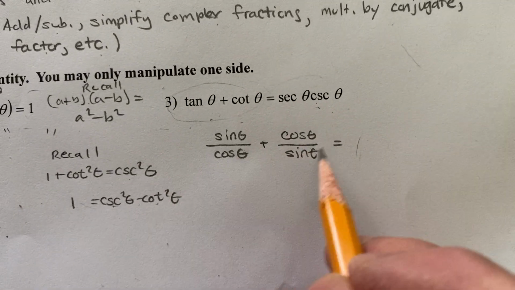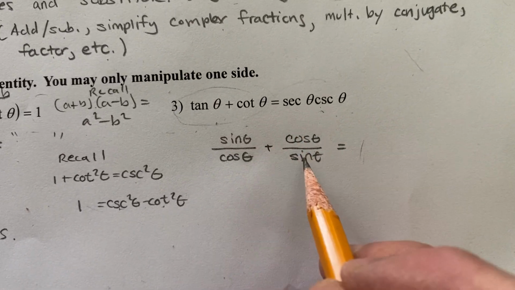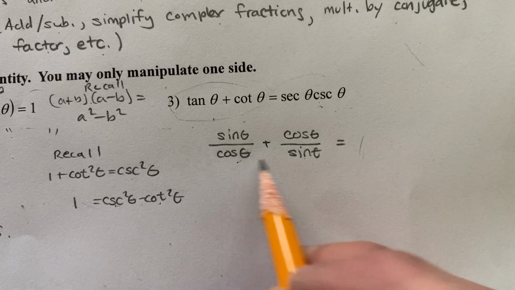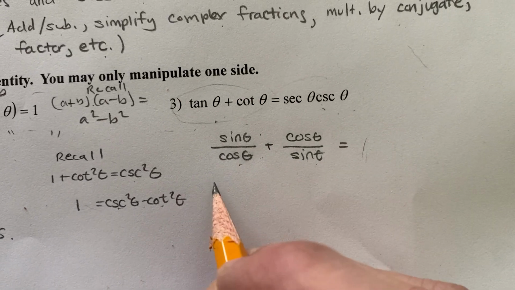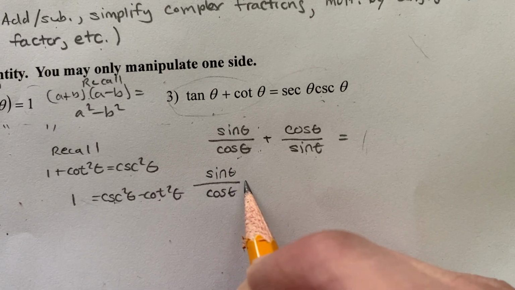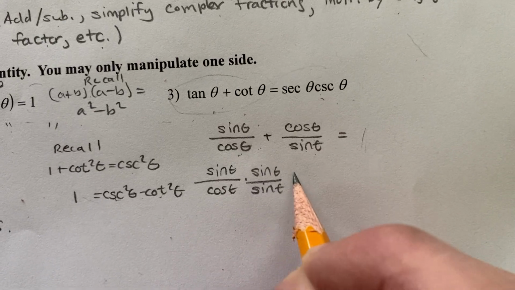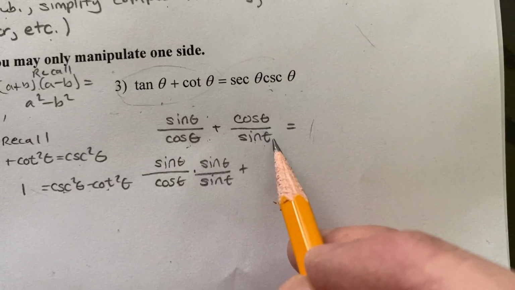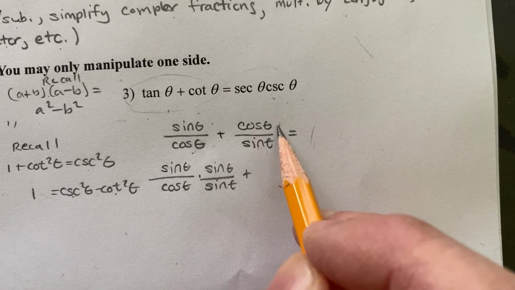Okay, now, this is where you have to learn how to add fractions, right? You're adding rational expressions. So these are unlike denominators, right? You have to multiply this by sine theta and sine theta. So let me show you all the work. And to get common denominators, right, multiply by the missing factor, cosine theta and cosine theta.